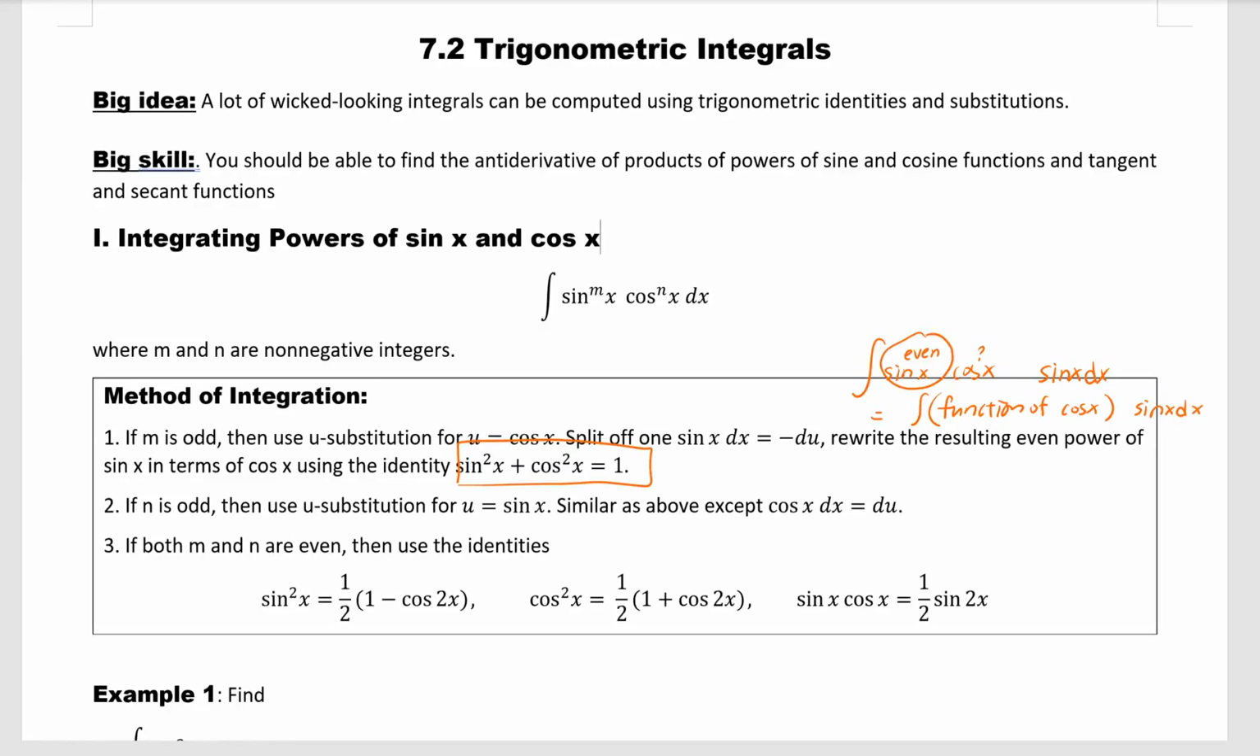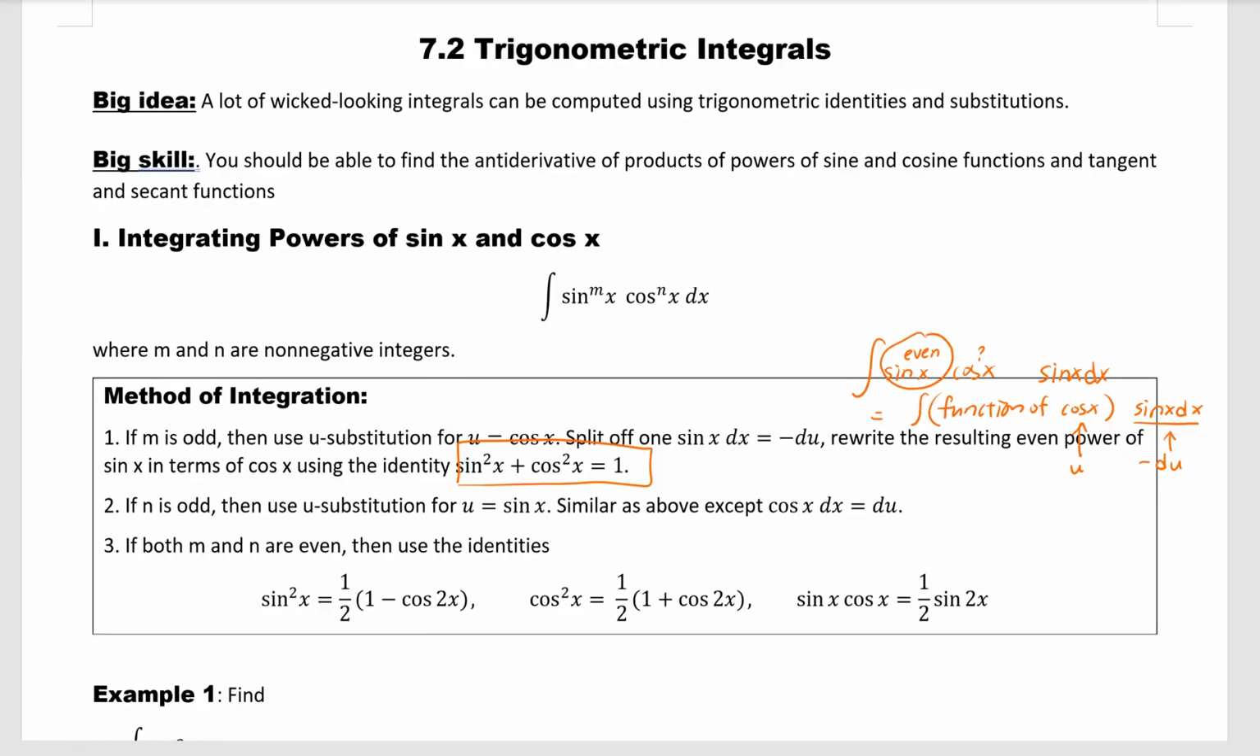Now we can use u substitution because we can let u be cosine x, and then du is just going to be negative sine x dx. So this is minus du. So far so good.